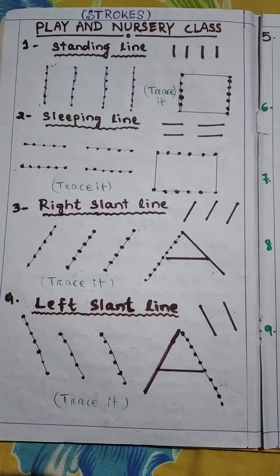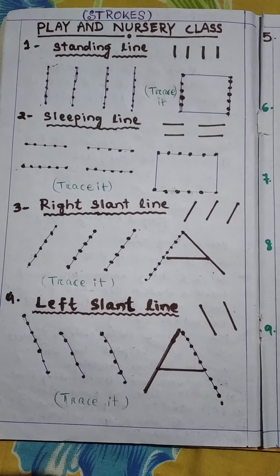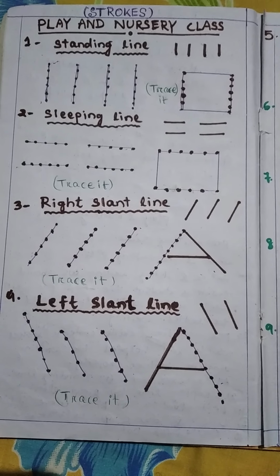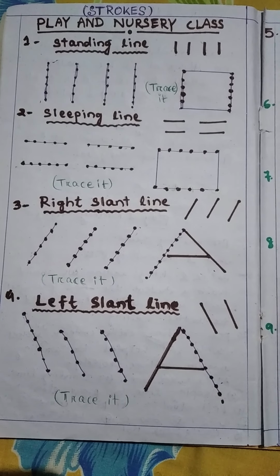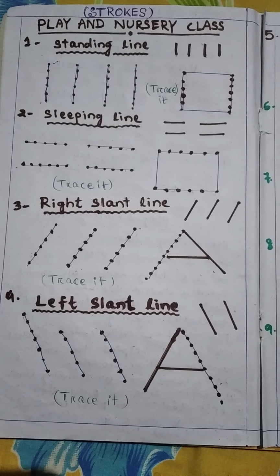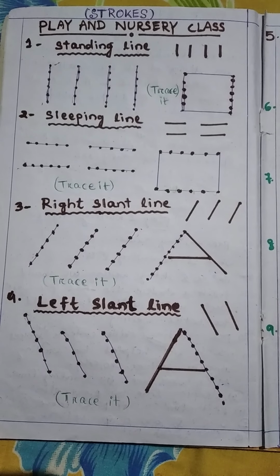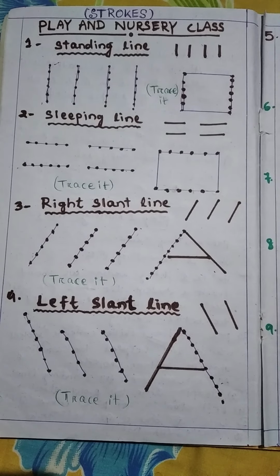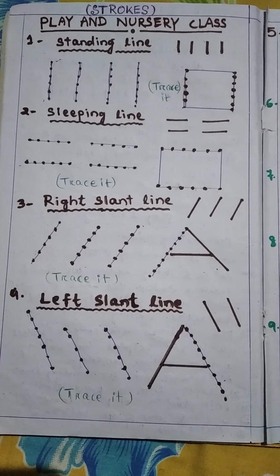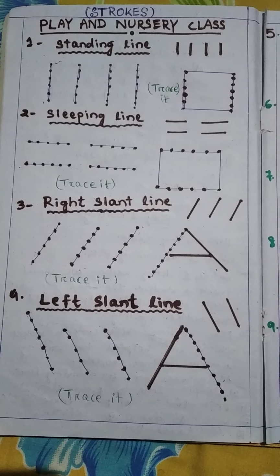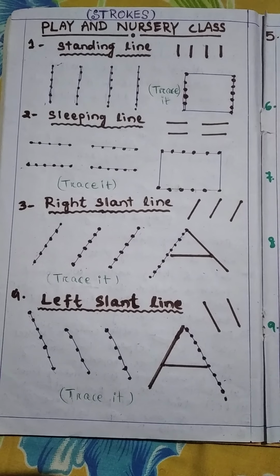Today the topic is strokes. What are strokes? Before writing, we have to know about these strokes. These strokes include standing line, sleeping line, right slant line, etc. And these strokes come under our pre-writing skill.